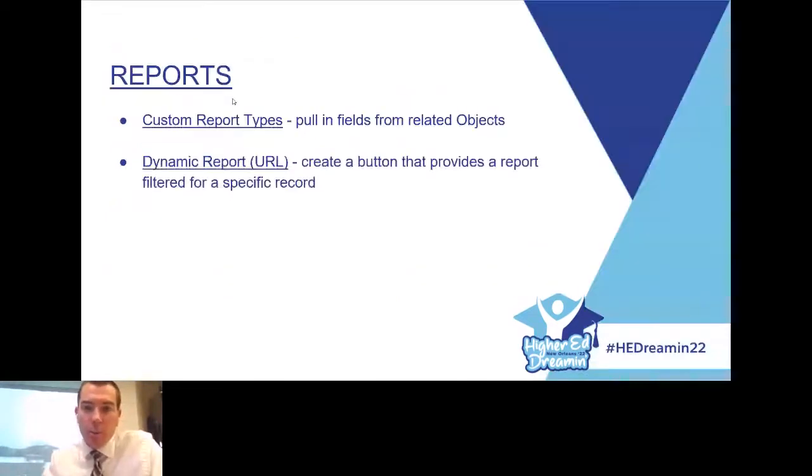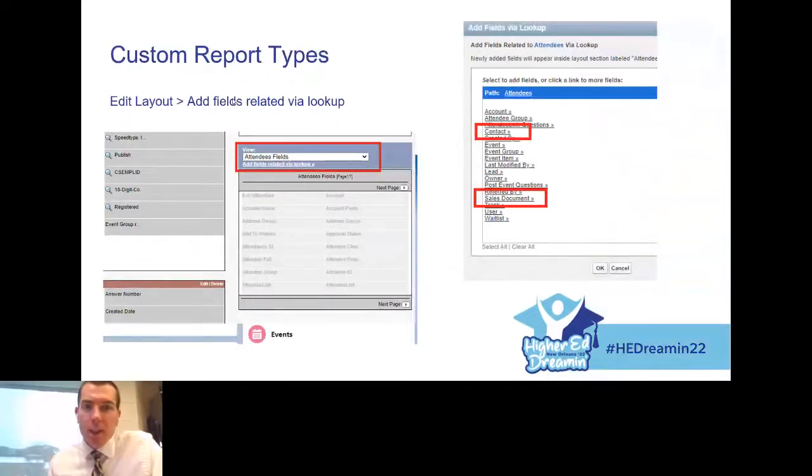A few of the report modifications that we're going to talk about. This first one, you don't know what you don't know. I remember when I started, I was working on something and I knew that Salesforce had the information that I was looking for, and I just didn't know how to get to it in the report until you learn this trick. So on the custom report types, you can do edit layout. And then right here, you can say add fields related via lookup. And then that lets you access fields from related records.